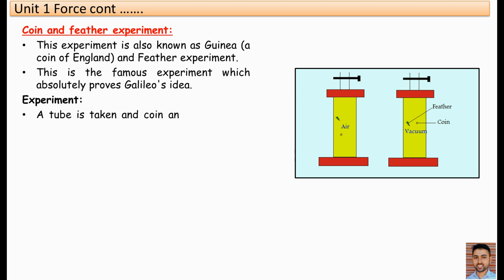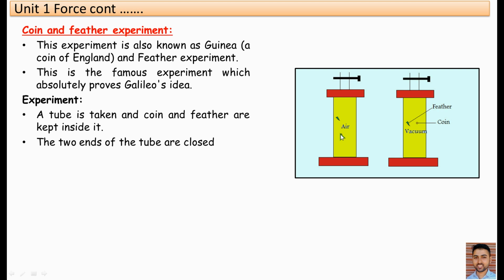This is the famous experiment which absolutely proves Galileo's idea. I already told you what Galileo's idea is, and this experiment experimentally proves it. Now I am going to discuss the Guinea and Feather experiment.